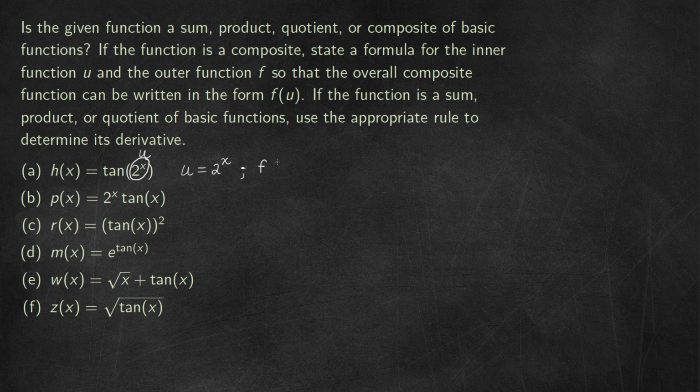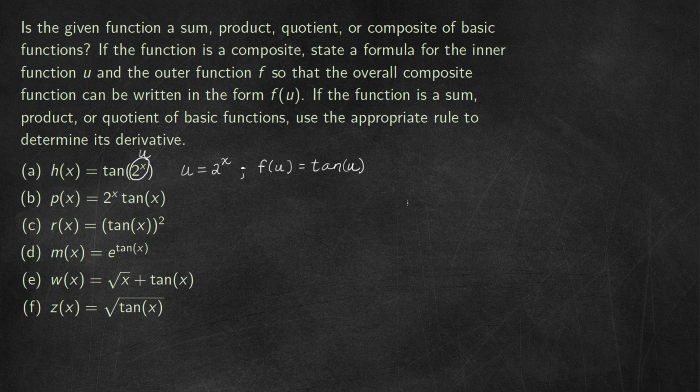So we're just going to call it f. And then f is going to be the function tangent of u. So in function notation, that would be written as f of u equals tangent of u. So we substituted u in place of 2 to the power x. And the reason we're separating our inner function from our outer function is because we don't have a derivative rule for taking the tangent of something else. We only have a rule for taking the tangent of x, or in this case, u.